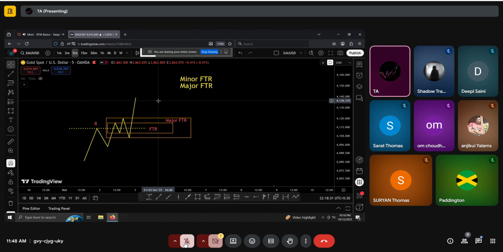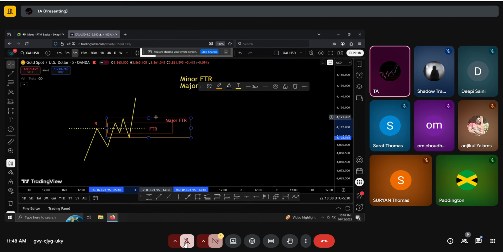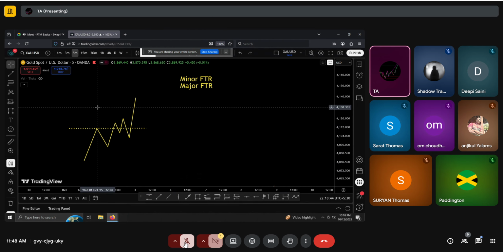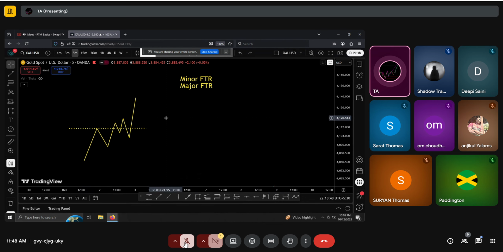Do you see? If you remember the structure of the fake out, you remember? Okay. So this was our major FTR and minor FTR. Any question regarding minor FTR and major FTR?